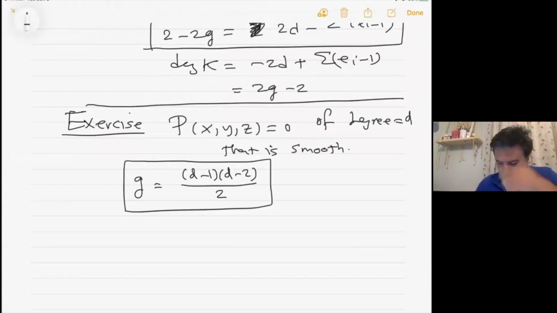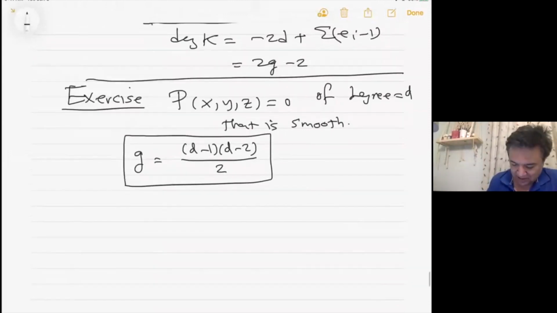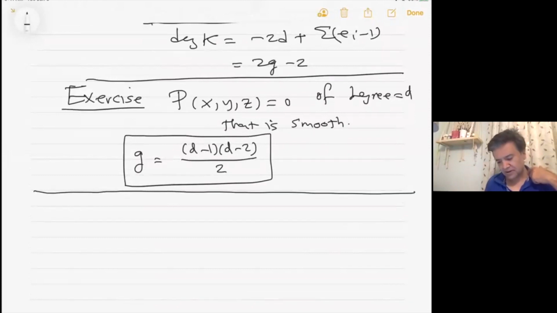So any such genus can be written as (d minus 1)(d minus 2) divided by 2. This in fact shows some constraints about some Riemann surfaces that cannot be expressed as an equation of a single polynomial of degree d. But I expect that this can be any number. Okay, let's think about it at some other time.